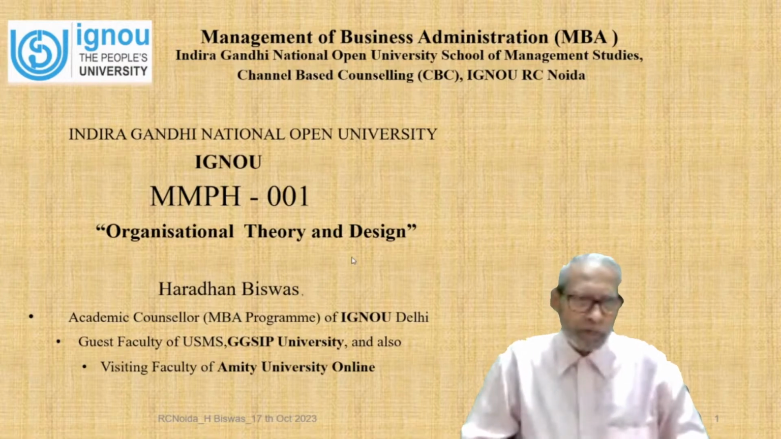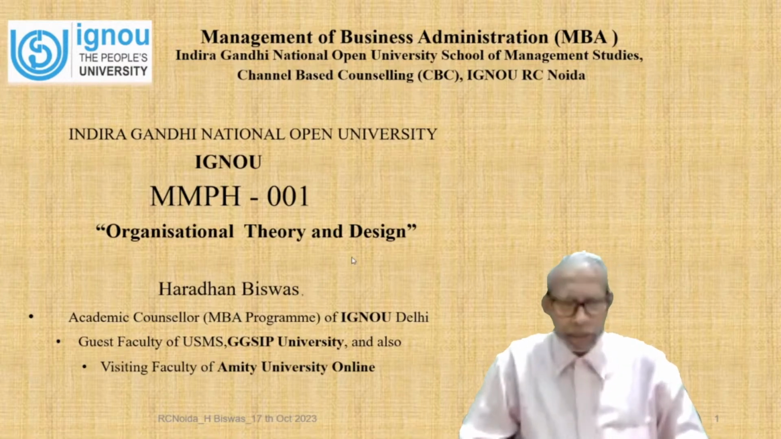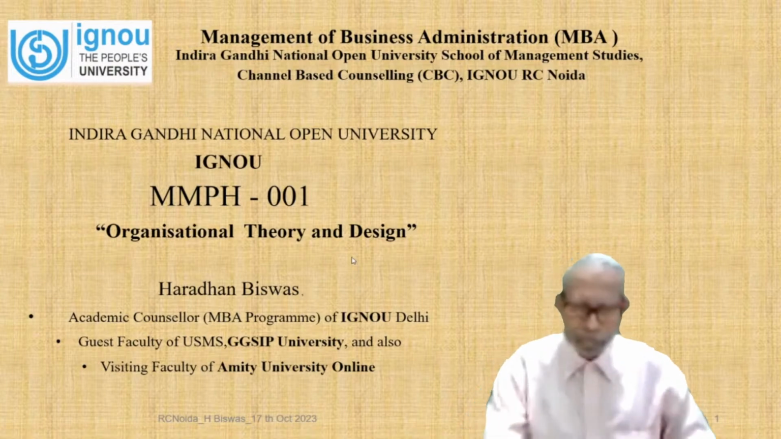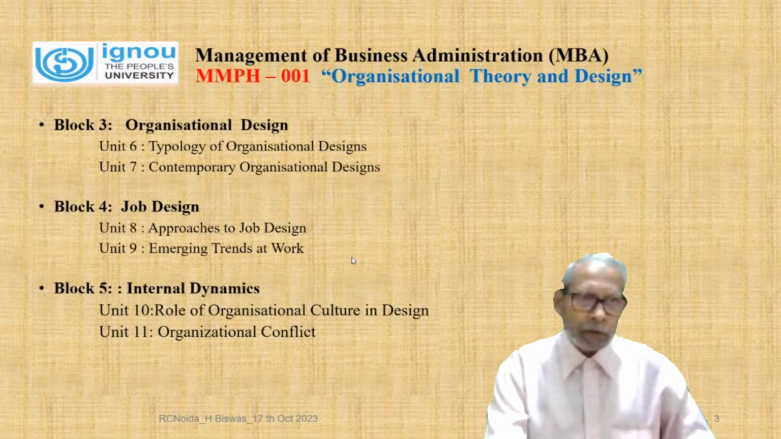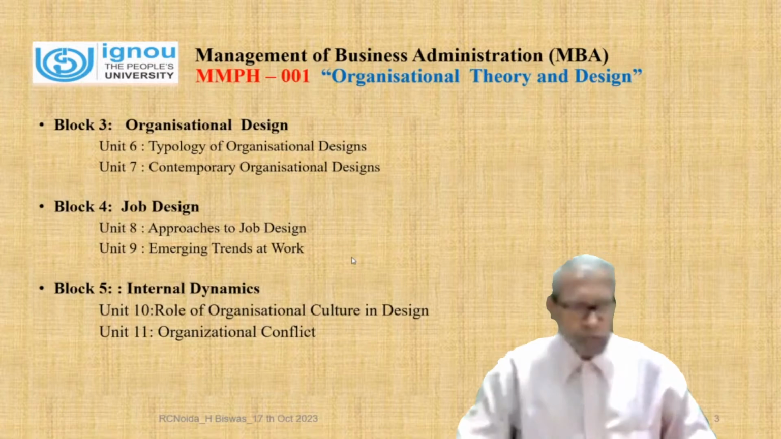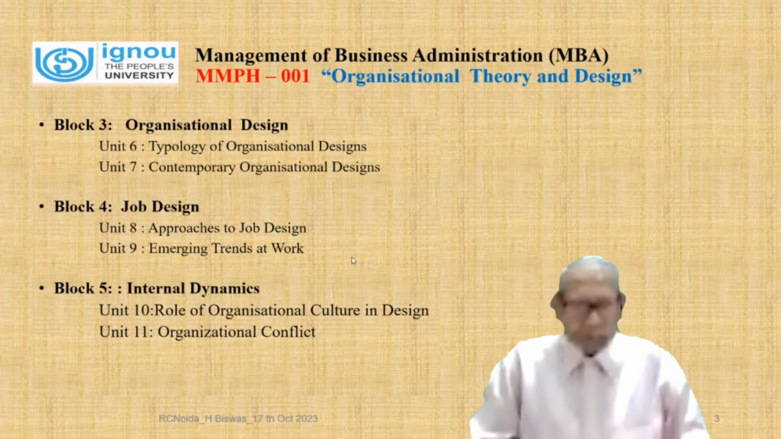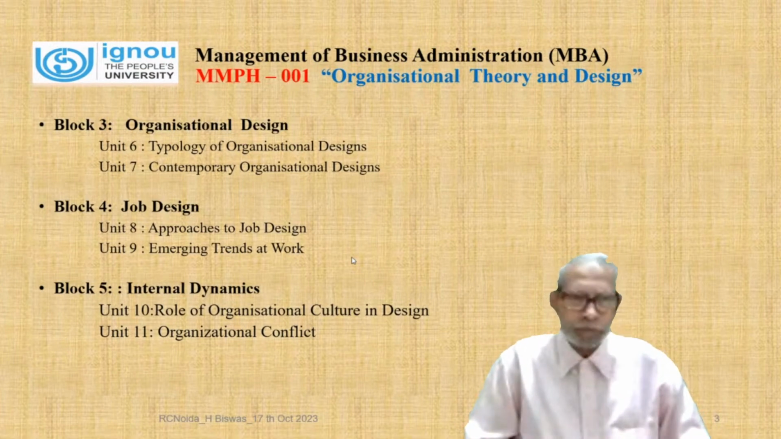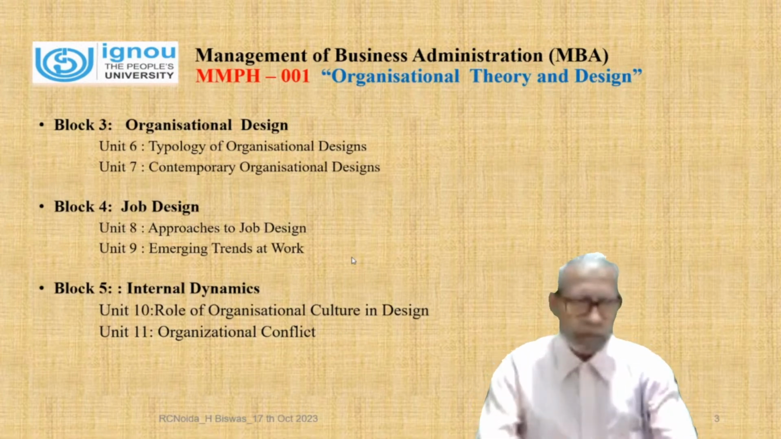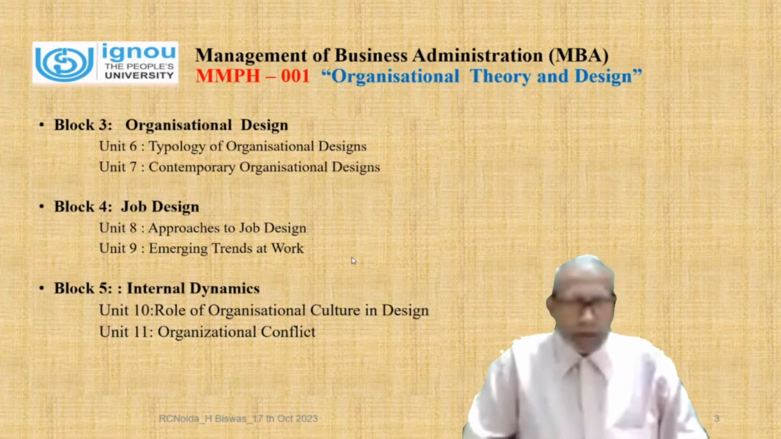Today is Block number 4, Organizational Theory and Design. Straight away I will show that Block number 4 is Job Design, where there are 2 units, Unit number 8 and Unit number 9. Unit 8 is Approaches to Job Design, and Unit 9 is Emerging Trends at Work.